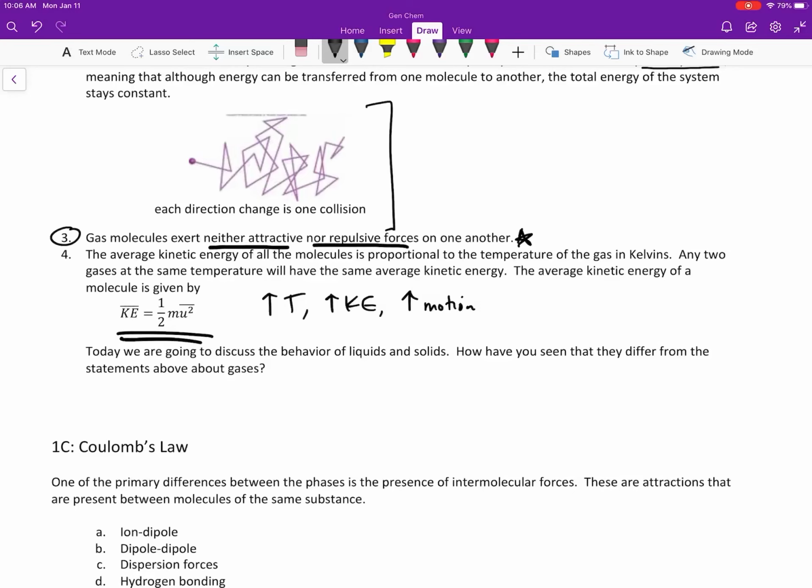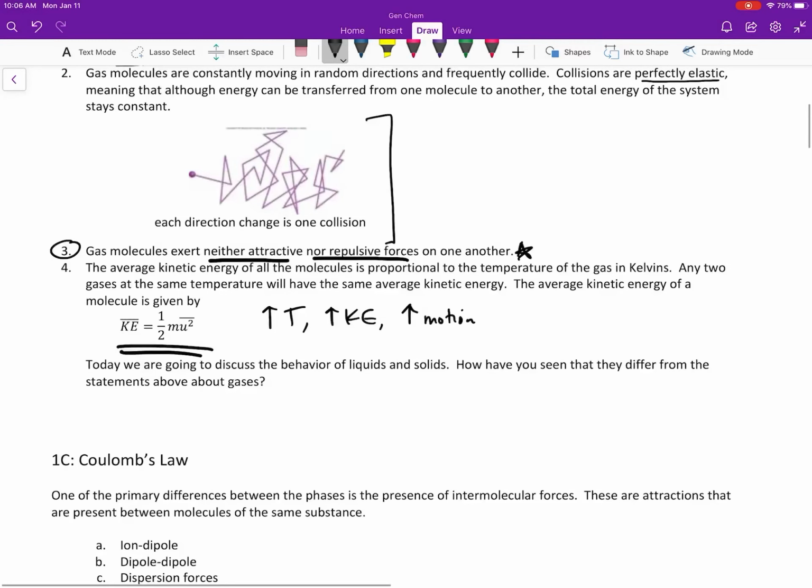In fact, we already began that discussion. How have you seen that they differ from the statements above? Well, obviously gas molecules have no attractive or repulsive forces, but we discussed that liquids and solids do. It's why we're not able to walk through walls, because that attraction between solid molecules or molecules that contribute to a solid are so strong that we don't overcome that force enough to walk through the wall.